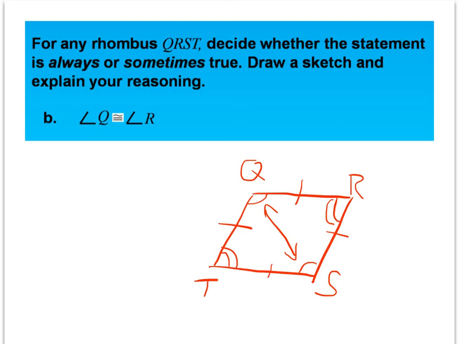Perhaps if this rhombus were a square, it would be true. So I would say if we drew our picture more like this, where it was a square, we had all congruent sides and 90-degree angles, well then yes, this would be true. But in this case, it's going to be sometimes true if the rhombus is also a square. Let's look at the formal write-up.